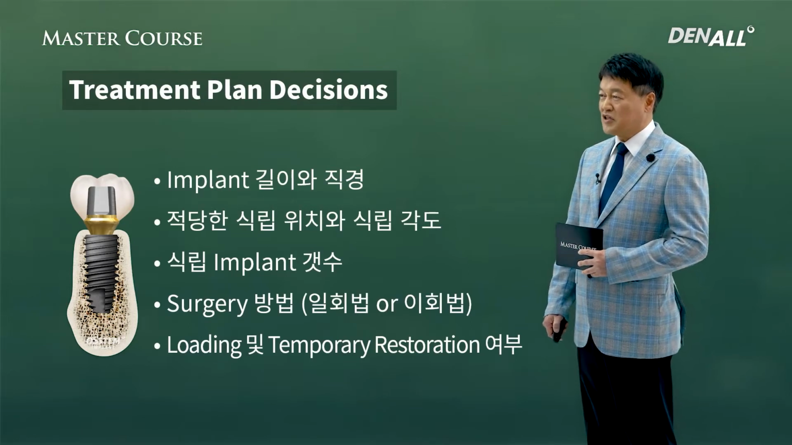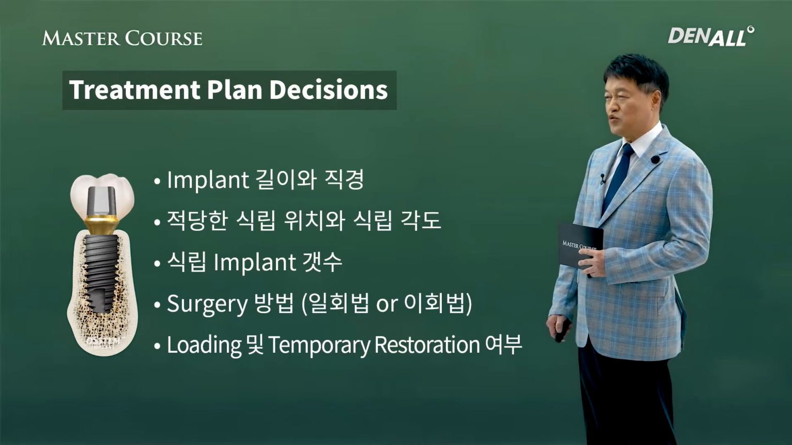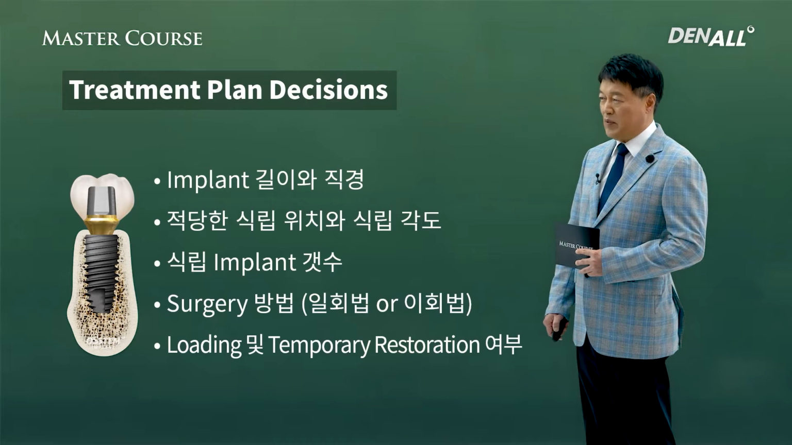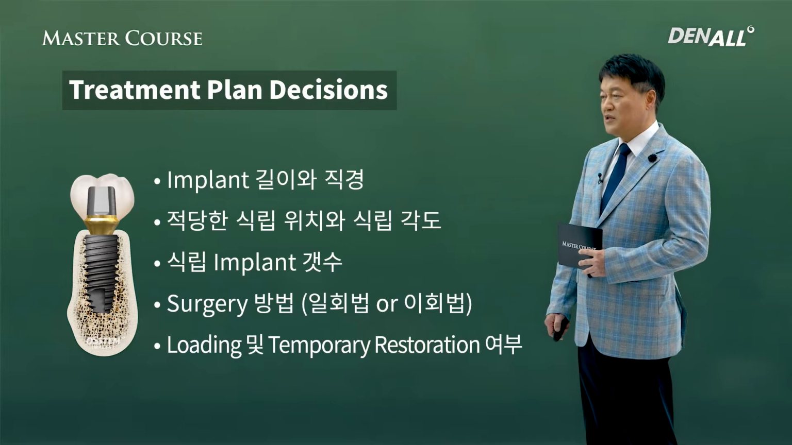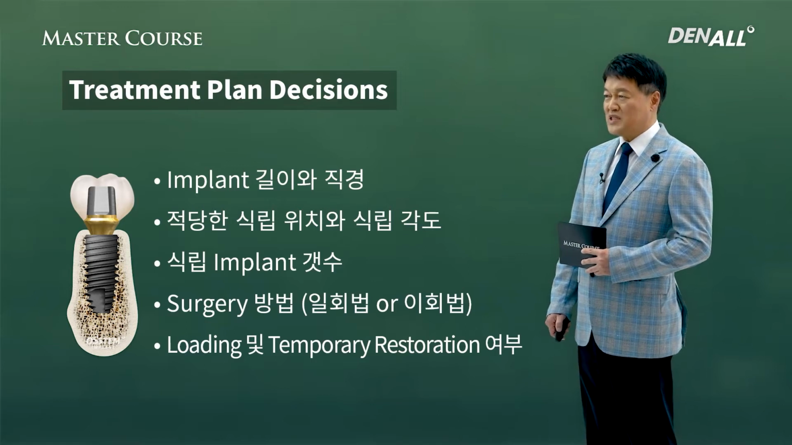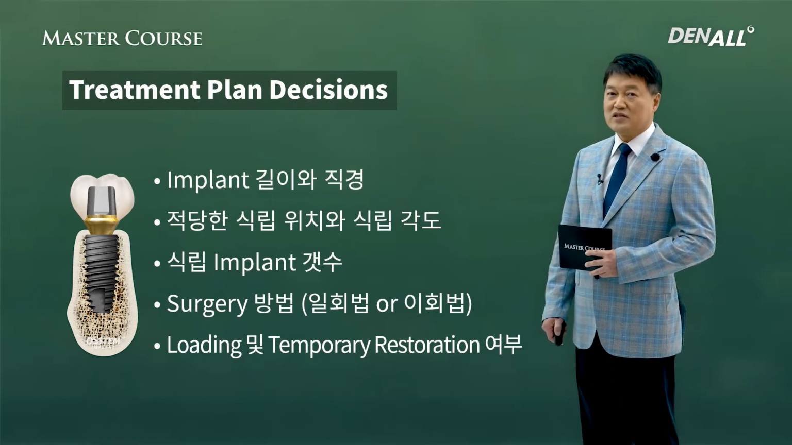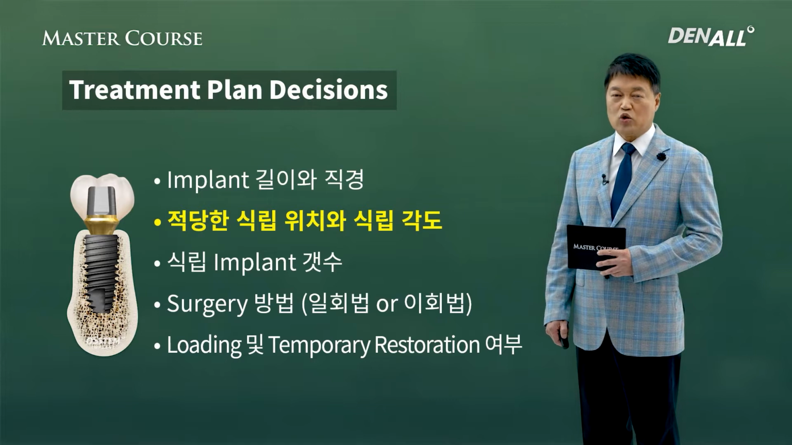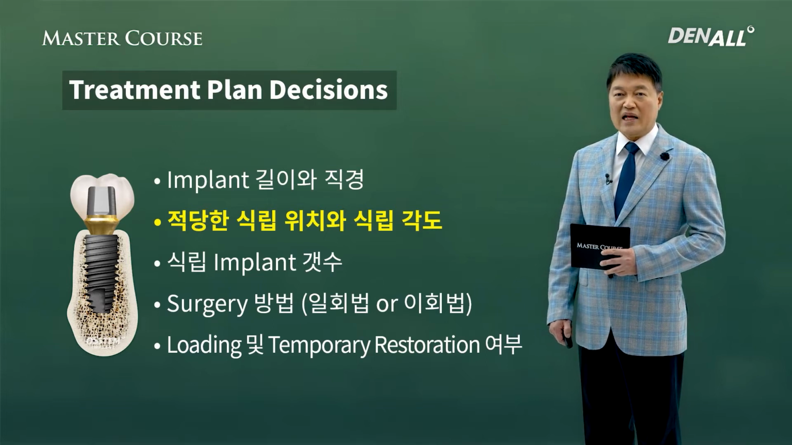First, look at the length and diameter of the implant to be placed. Placement position and angle, number of implants to be placed, whether it's going to be 1 or 2-stage surgery, loading, and in the case of anterior, whether you're going to use temporary or not. They all need to be assessed. They're all important, but in my opinion, appropriate implant placement position and angle is imperative in getting accurate implant position and crucial to long-term prognosis and stability.